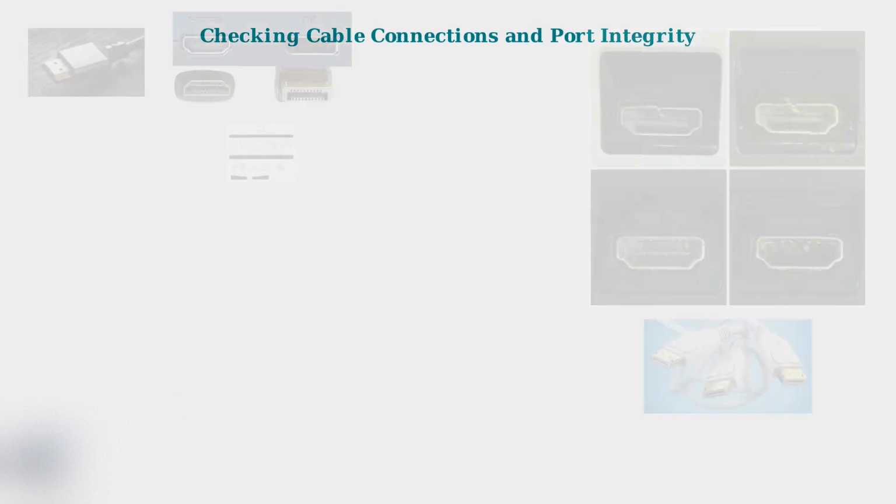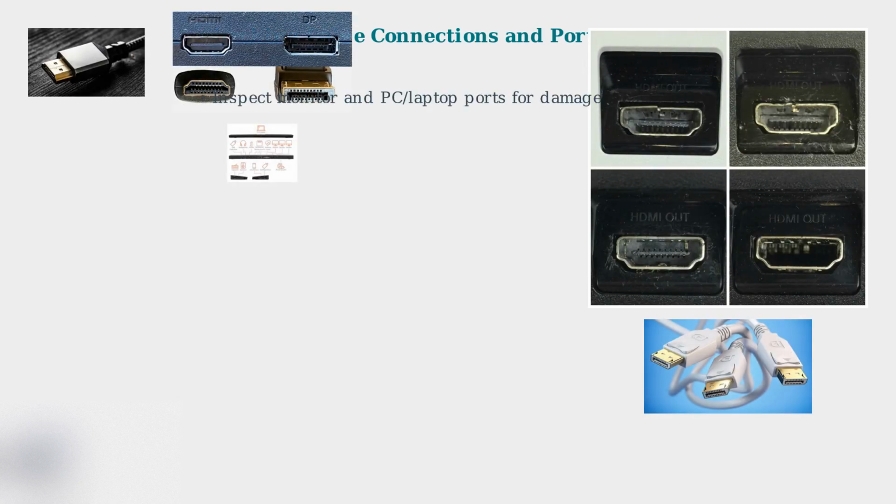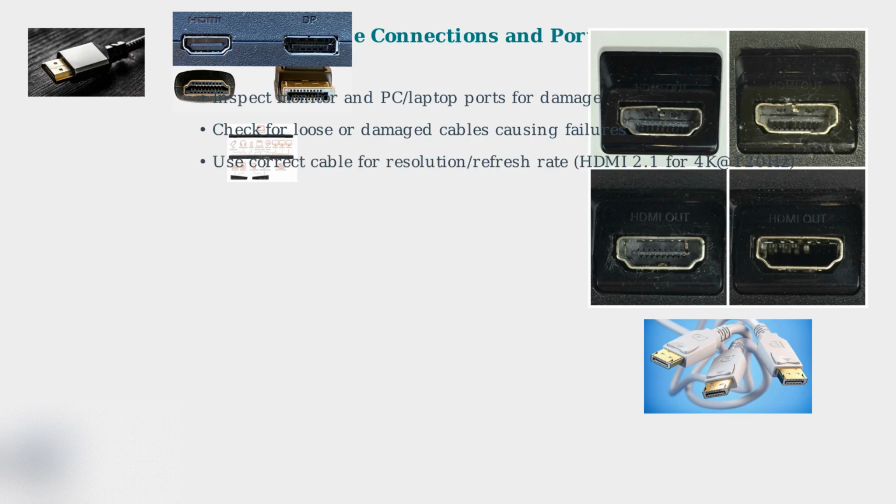When troubleshooting ASUS monitor connectivity issues, start by checking cable connections and port integrity. Inspect both the monitor and your PC or laptop ports for any visible damage that could cause connection problems. A loose or damaged cable is often the culprit behind connection failures. Make sure all connections are secure and the cable shows no signs of wear. Ensure you're using the appropriate cable for your desired resolution and refresh rate. For example, HDMI 2.1 cables support 4K at 120 Hz, while older versions may not.